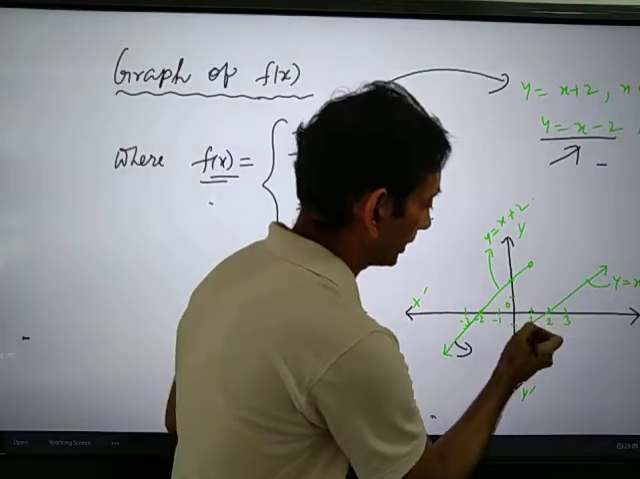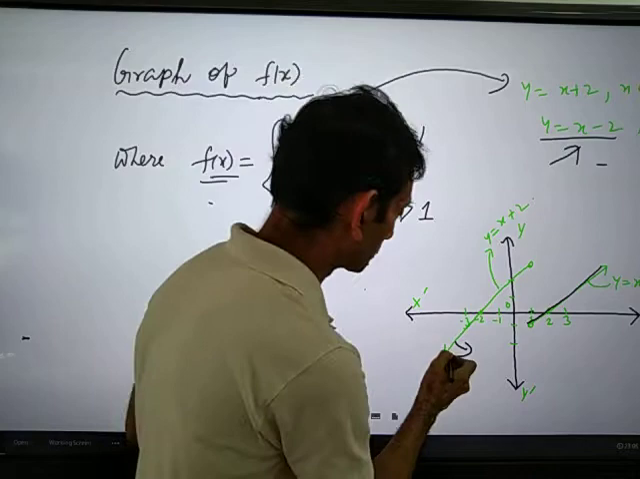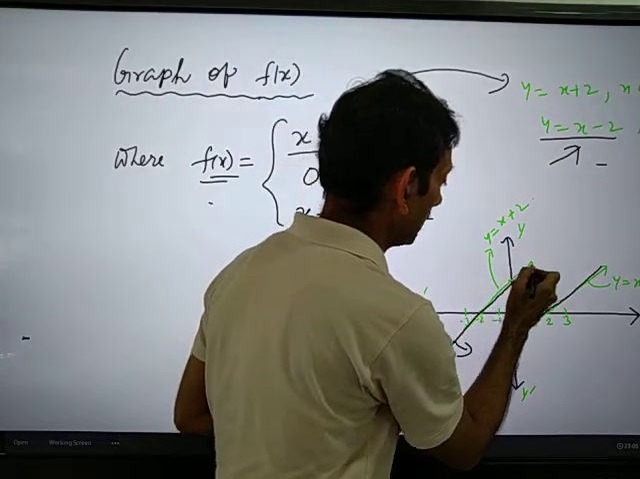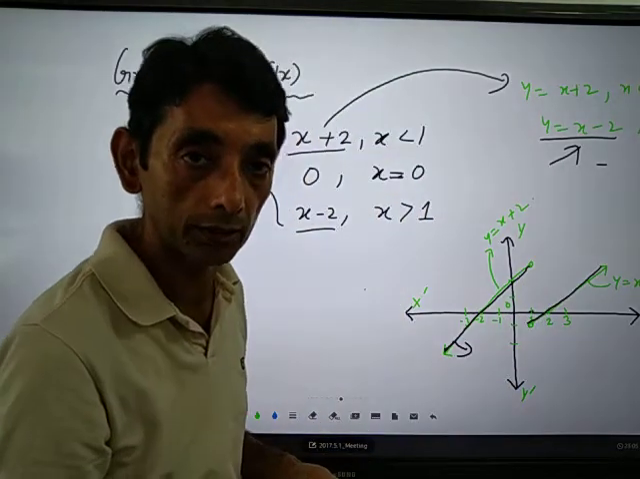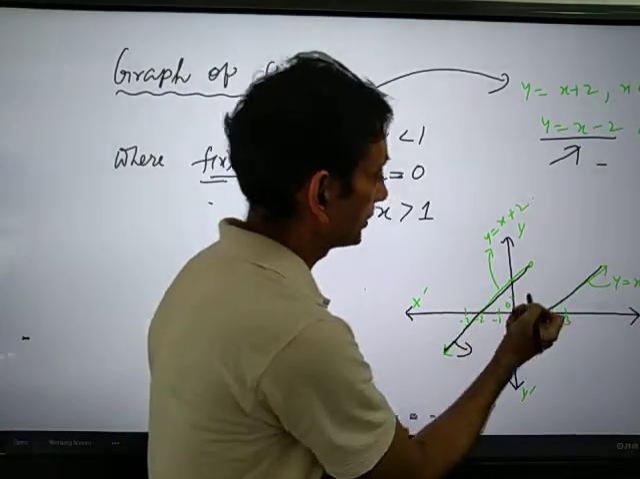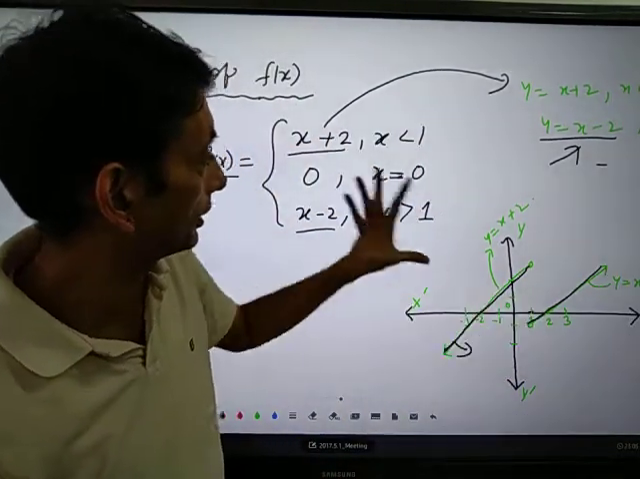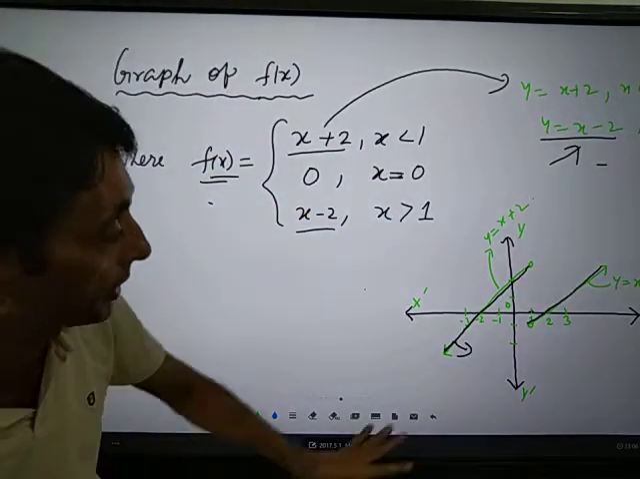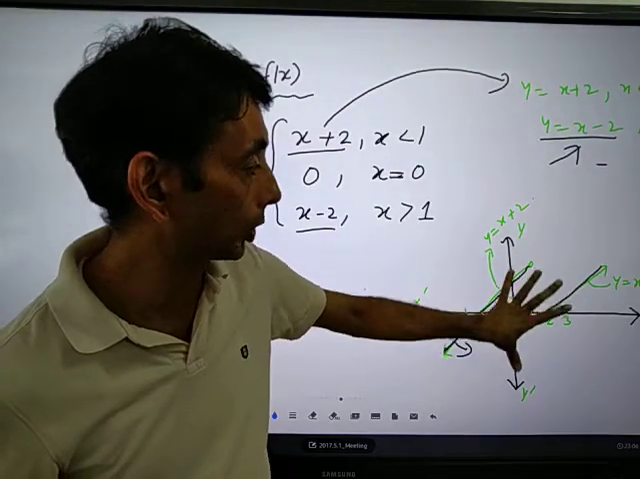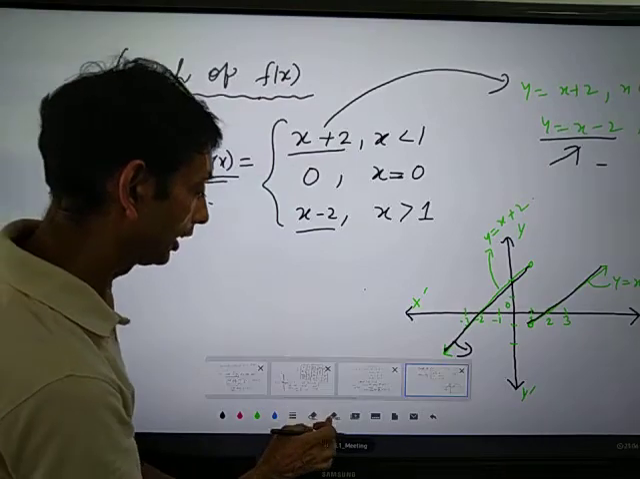The graph can be drawn continuously for x less than 1, but there will be a break at x equal to 1. That means you need to lift your hand and then again you need to draw. So the same question can also be understood clearly from the graph. So the one point of discontinuity in this question is at x equal to 1.